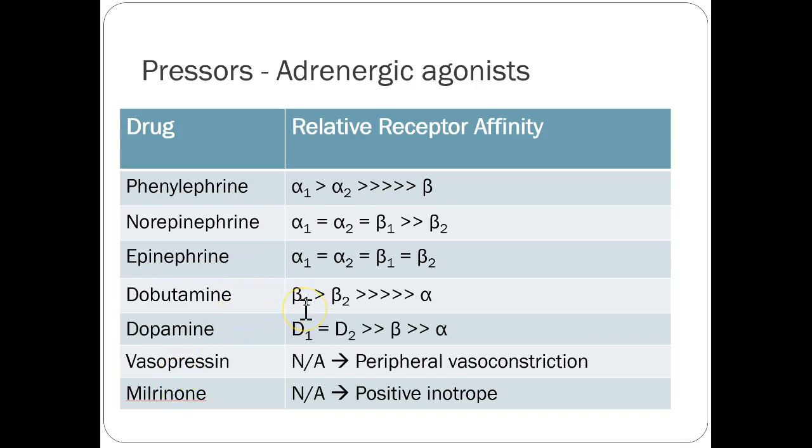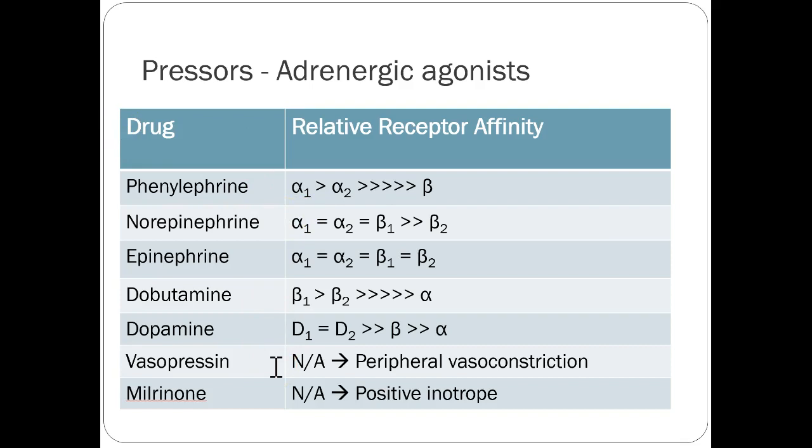Dobutamine is your pure beta agonist, and that's going to work on the heart. So that would be a good one to start for somebody in cardiogenic shock, so your typical heart failure patient. And dopamine works on dopamine receptors and also has some alpha beta activity. Basically, it's going to work in lower rates as more like a general alpha pressor, like a phenylephrine, through a roundabout mechanism, even though it's working on the dopamine receptors. So that's another replacement option.